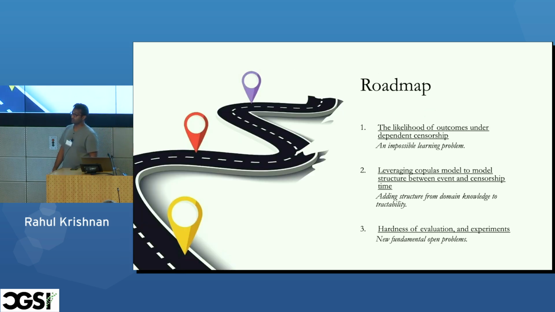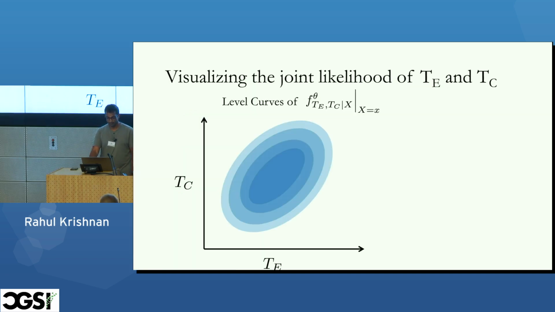And the roadmap of what I'd like to get through is that I'm going to tell you why dependent censorship forms an impossible learning problem. I'm then going to motivate why copulas present one potential mechanism to overcome this, and I'll end by talking about some of the hardness of evaluating survival models under dependent censorship.